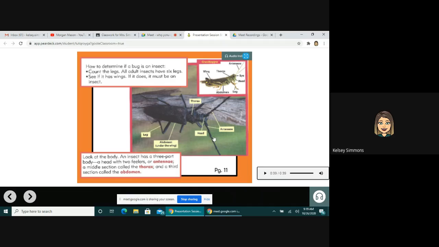If we look at the picture, it also gives us a diagram that tells us the different parts of the bugs. So we have antennae, which are labeled right here, their head that the antennae are attached to, the middle thorax, and the abdomen, the last part, the third section of their body, and then their legs. How many legs do the insects have? That's right. All adult insects have 6 legs. We learned that in this portion of the text.